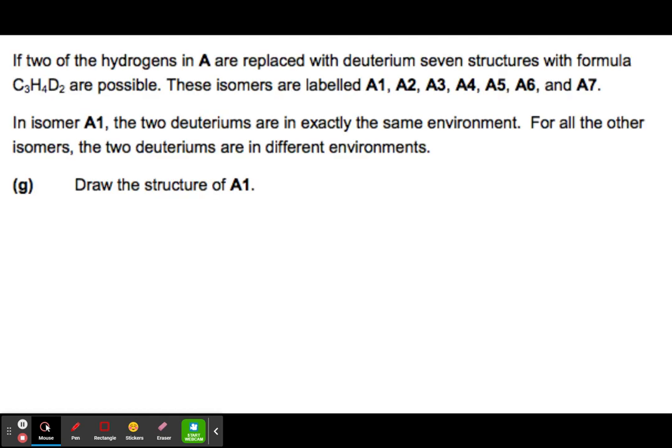Right, this is a blank screen for what's happening next. Right, here's when a lot of the drawing comes in. You've just got to be confident. So now if 2 of the hydrogens are replaced with deuterium, there are 7 structures that emerge.